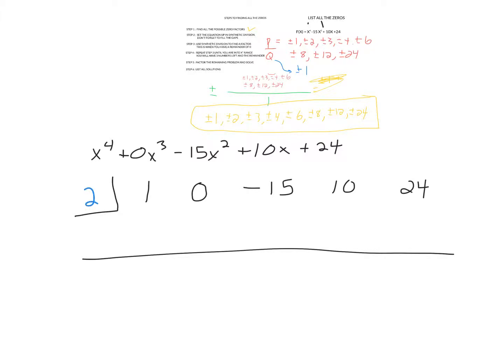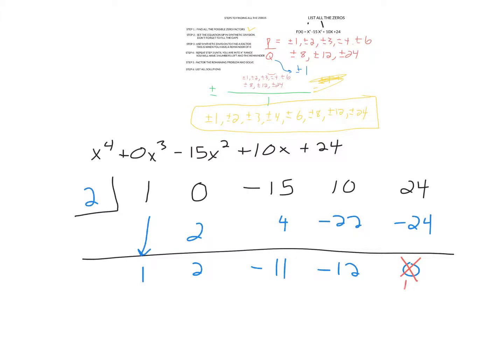So let's do 2. Bring down the 1. 2 times 1 is 2. Add down is 2. 2 times 2 is 4. So we're going to have negative 11. 2 times negative 11, negative 22. So that's negative 12. 2 times negative 12 is negative 24, which turns into 0. Awesome, we made a lucky guess right off the bat. That's what we want. Now, here's the problem.